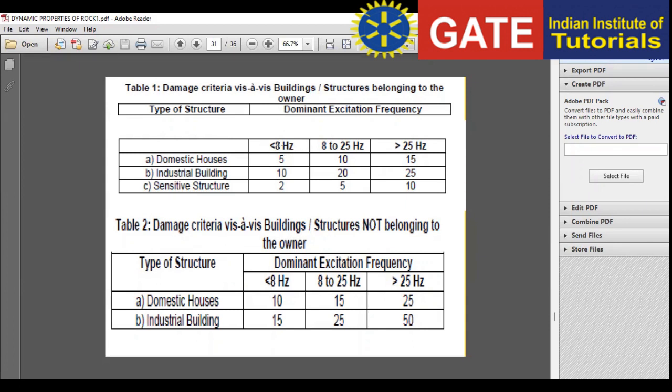If the frequency is low, the permissible peak particle velocity is low, but as the frequency increases, the permissible peak particle velocity increases. So what is the reason? Does anyone have an idea what the reason is behind the permissible, meaning maximum allowable, peak particle velocity also increasing with the increase in frequency? Vignesh, Rehal, and Sivu, if anyone has an idea.